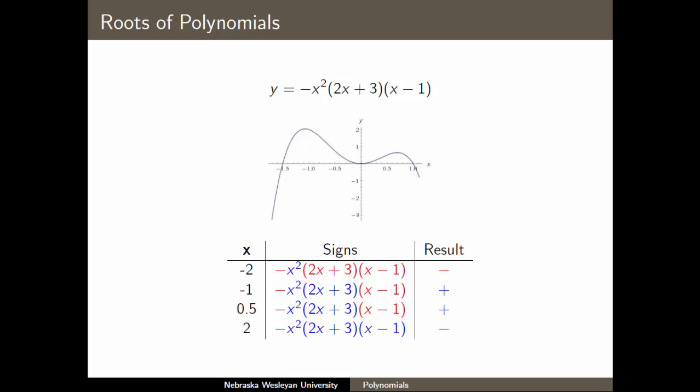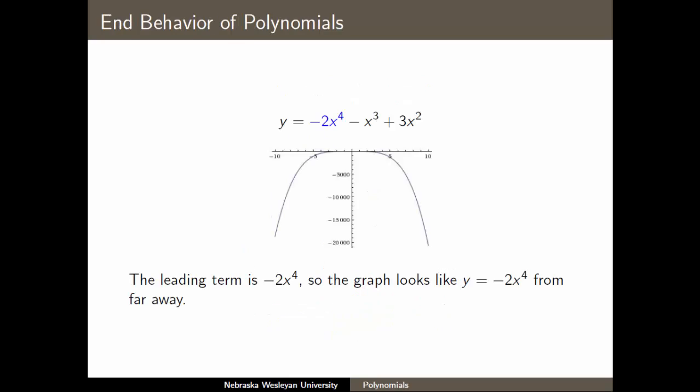Finally, if we try an x value that's all the way to the right of all the roots, we get a single negative sign, and the result is negative. As we mentioned before, the large-scale view of this polynomial is that it looks essentially like -2x to the fourth. The terms with smaller exponents don't contribute when x becomes very large.